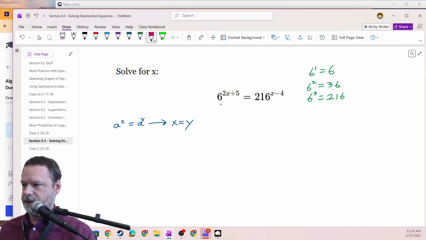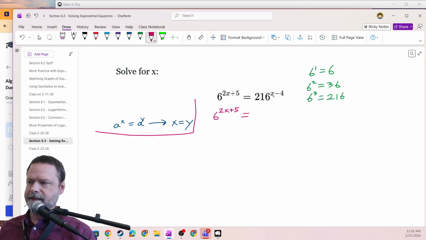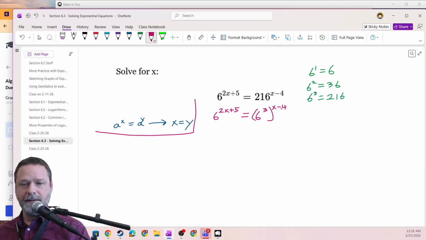So the first thing I'll do is say, this is still 6 to the 2x plus 5, and over here it equals 216 to the x minus 4. I can rewrite this 216 as 6 cubed. So I'm going to write 6 cubed to the x minus 4 now. I didn't change anything, but I made it look different.